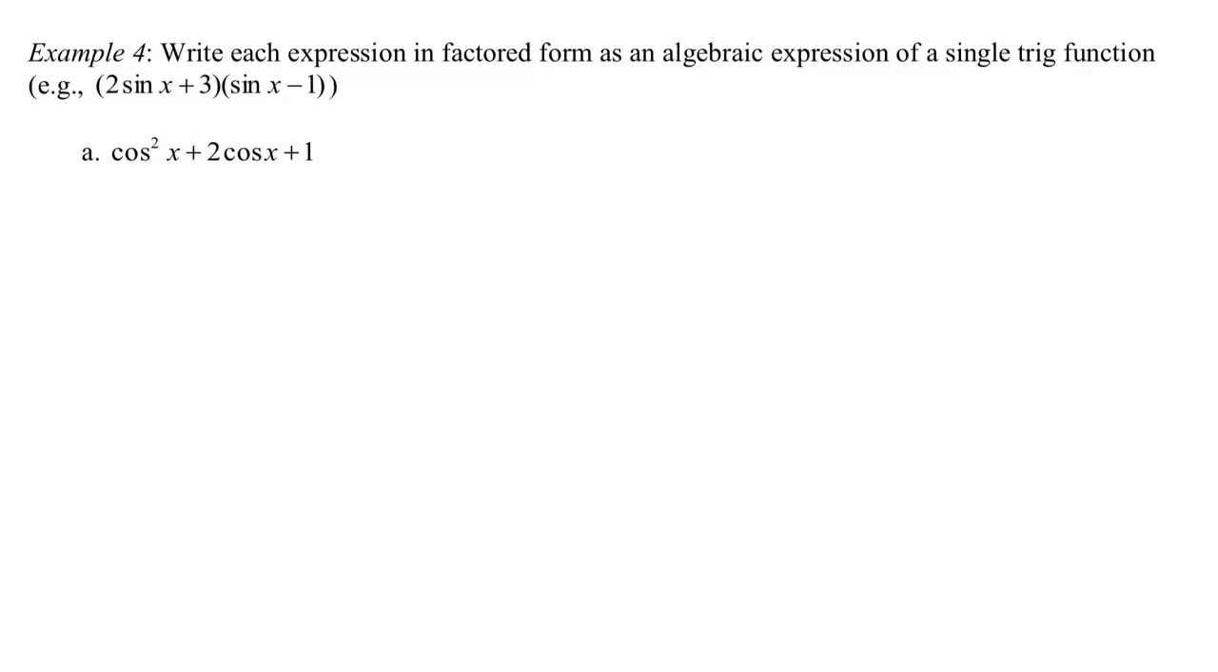Okay, finally in example 4, we're going to factor each expression, and the final version is going to be an algebraic expression of a single trig function. So for example, 2 sine x plus 3 times sine x minus 1. And so here in example A, I have cosine squared x plus 2 cosine x plus 1. This is in what I call a quadratic form, which means this factoring is going to be a lot like factoring x squared plus 2x plus 1. It's just that instead of x, we have cosine x replacing x.